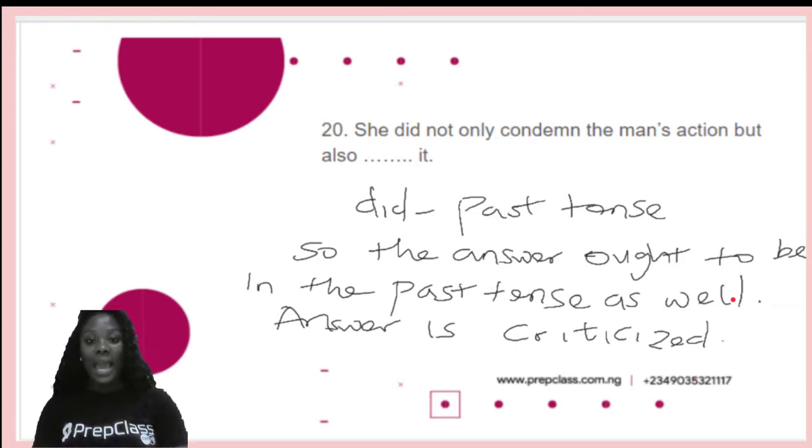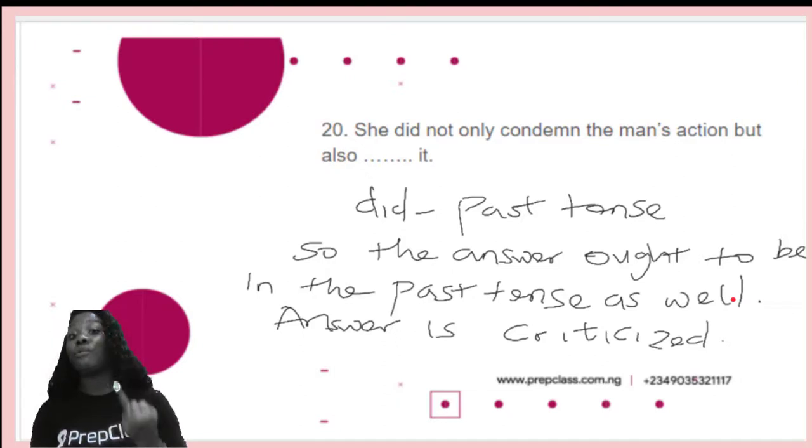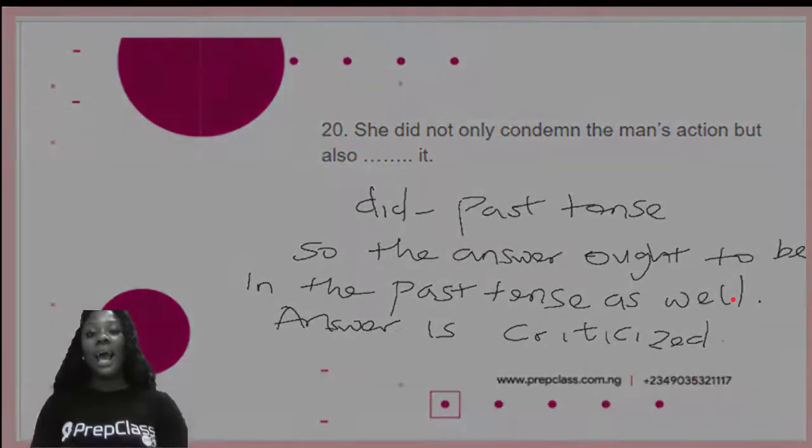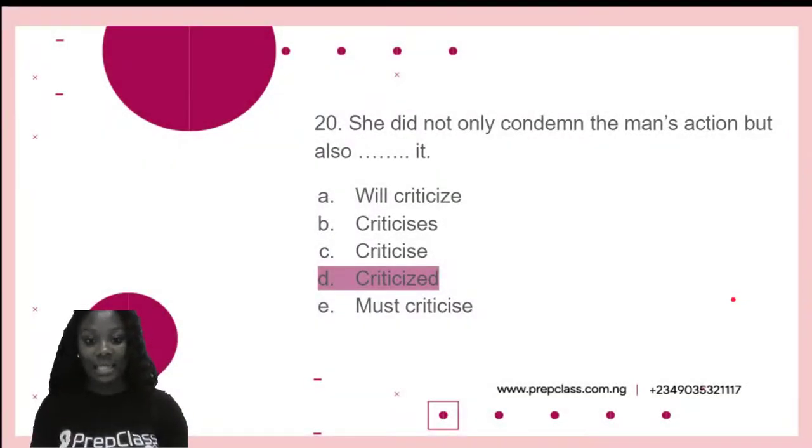So the auxiliary verb here is did, and we can say that did is in the past tense. Remember, do is present tense, did is past tense, done is past participle. So since did is in the past tense, the main verb would also be in the past tense. And so criticized will be the correct answer. So we cannot go for criticize, criticizing or criticizes. We go for criticized, option D, in the past tense. So she did not only condemn the man's action, but also criticized it.